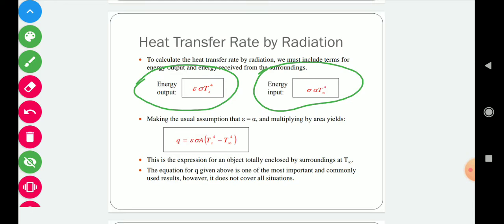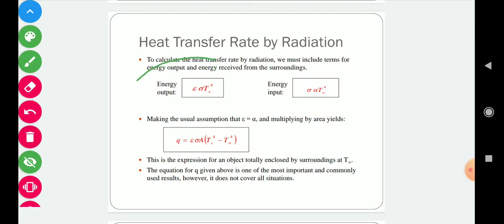At thermal equilibrium, we can say the absorptivity and emissivity are equal. Here we are saying energy output, it means the object is emitting energy, so in that case we use this epsilon, the emissivity of that object. But in case of energy input, the energy is absorbed by the system, so in that equation we use this epsilon, the absorptivity of that object. But as per Kirchhoff's law, at thermal equilibrium the absorptivity and emissivity are equal.